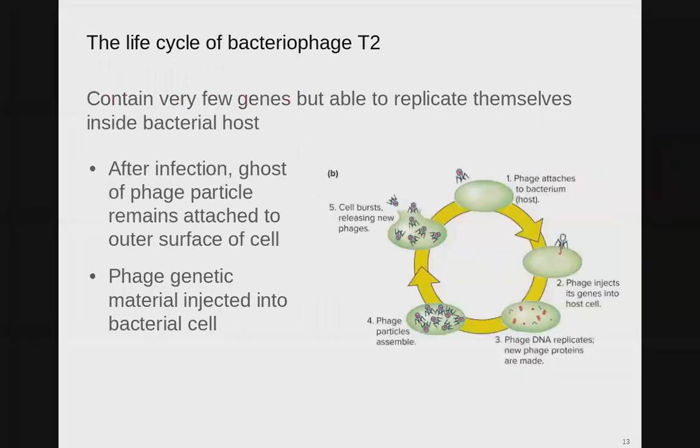So phages are great. Now, when we look at these T2 bacteriophages, that's just their name, T2, they infect E. coli. These bacteriophages have very few genes, but they're obviously able to replicate themselves, right? That's a hallmark of life. You have to be able to reproduce. And that's all life's purpose, right?